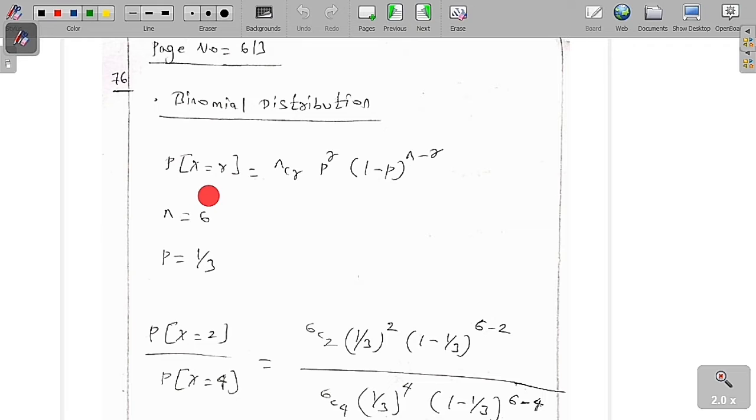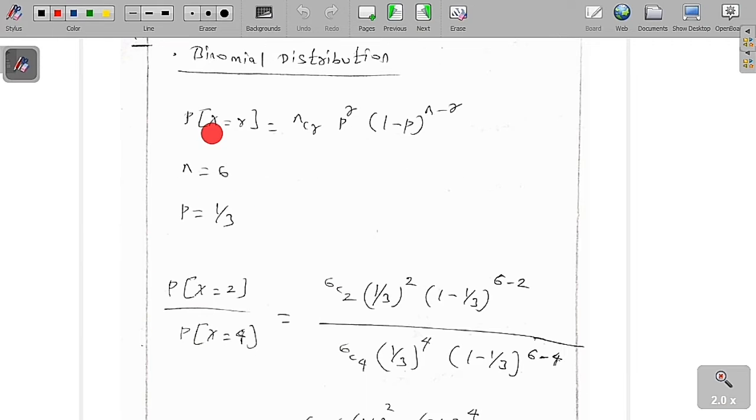So the probability of x equal to r is equal to nCr into p to the power of r into (1 minus p) to the power of n minus r, as I already told you for the binomial distribution, where n is the number of trials and r is the number of trials in which we get success with probability p, and 1 minus p is called failure.